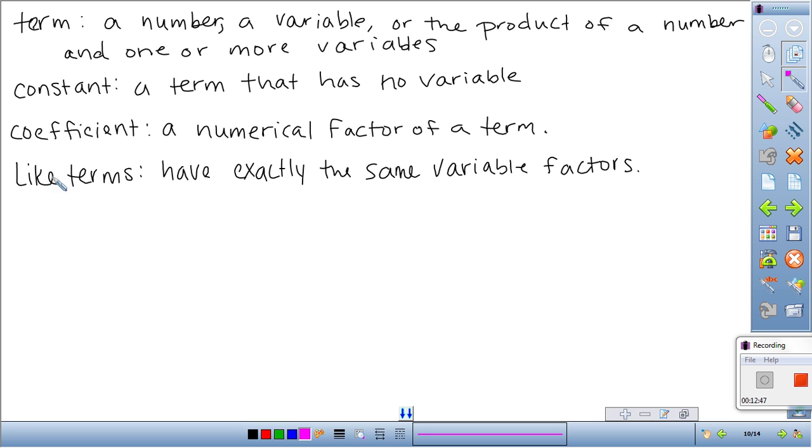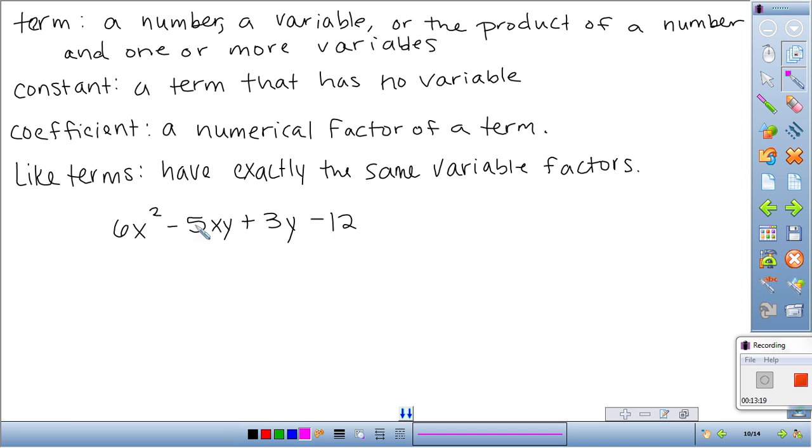All right, let's look at some vocabulary. A term is a number, a variable, or the product of a number and one or more variables. Before we write all this, I want to go ahead and give you an example to compare it to. So let's say we have 6x squared minus 5xy plus 3y minus 12. So the terms would be all of these.